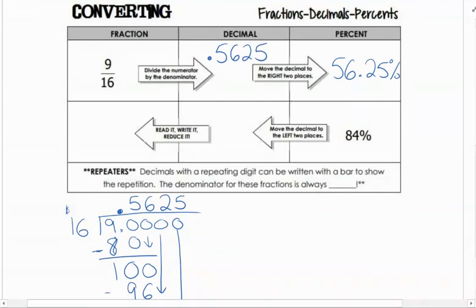Now, if we need to move backwards, if I have 84%, to get the decimal, I'm going to move my decimal 2 places to the left. So in 84%, my decimal is at the end. 2 places to the left would give me 0.84. And then to write it as a fraction, I'm going to read it. So 0.84 written or read correctly would be 84 hundredths. So I get the fraction 84 hundredths.